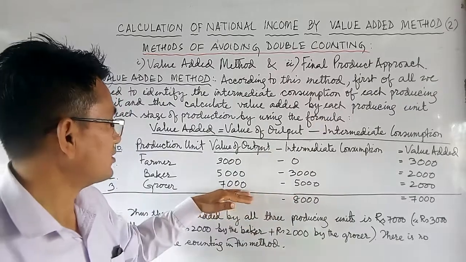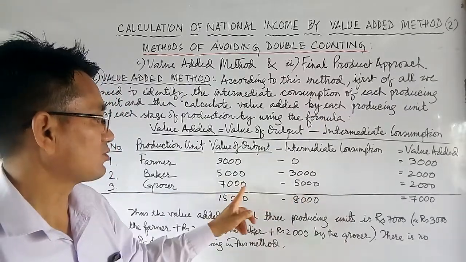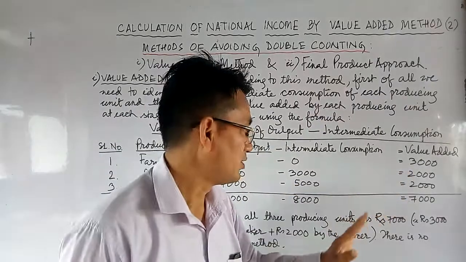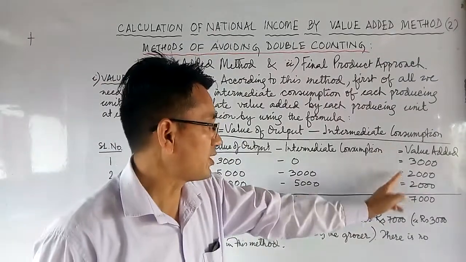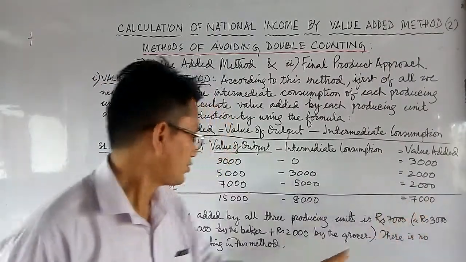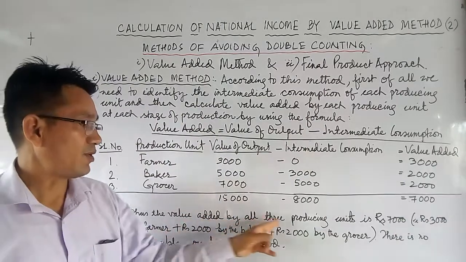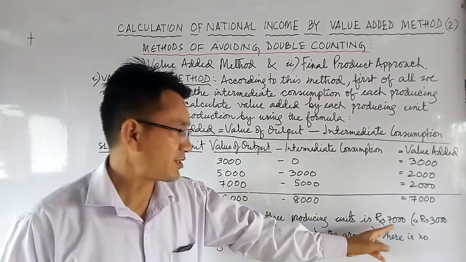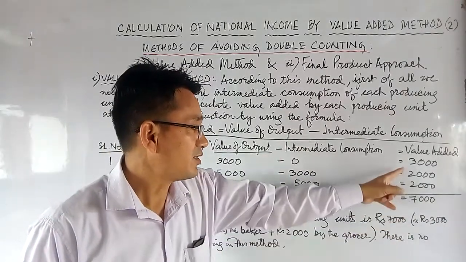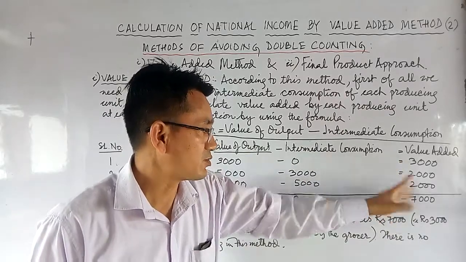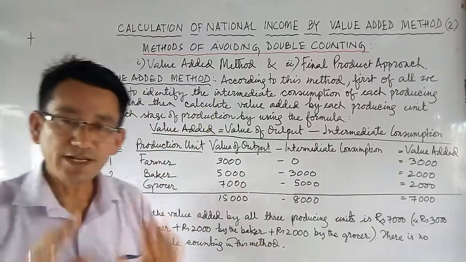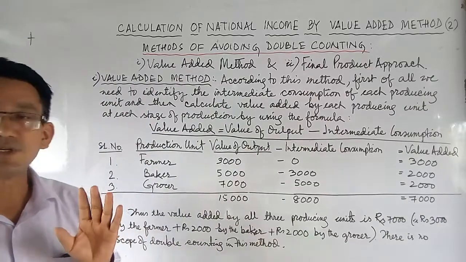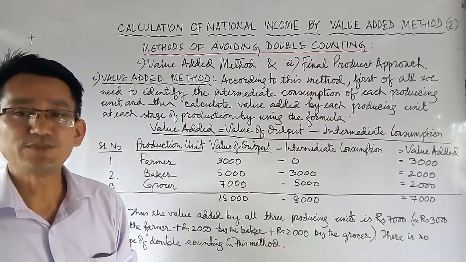So this value of output minus the intermediate consumption, 7,000 minus 5,000, is 2,000. By adding up all the value added, we get 7,000. Thus the value added by all these producing units is rupees 7,000, and the 3,000, 2,000 and 2,000 get added. So there is no scope for double counting in this method.